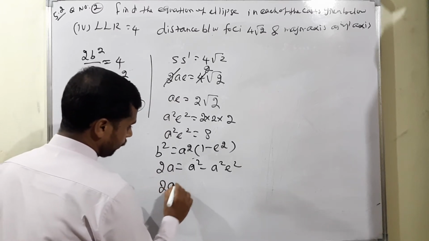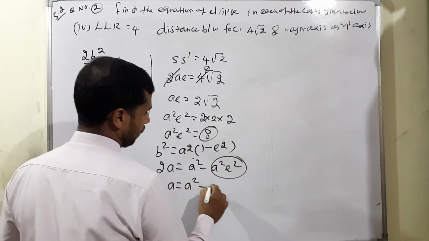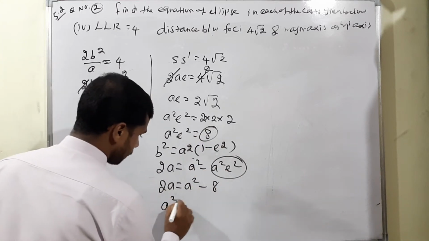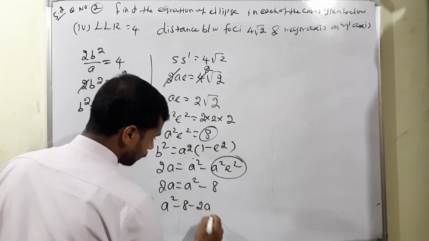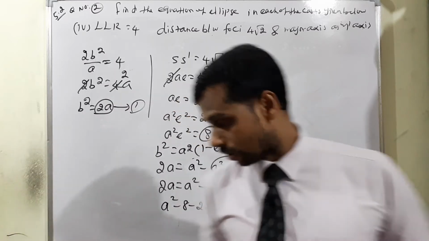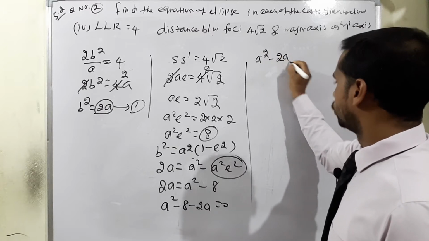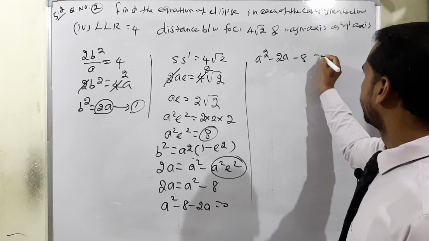Now true a is equal to a square e square, and we already know the value, 8 is there. So a square minus 8, isn't it? Therefore we can write a square minus 8 plus 2a. Bringing it to the opposite side means minus 2a is equal to 0. So we just modify the last line: a square minus 2a minus 8 is equal to 0.